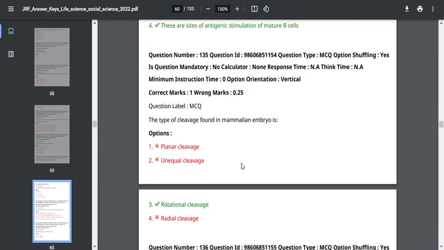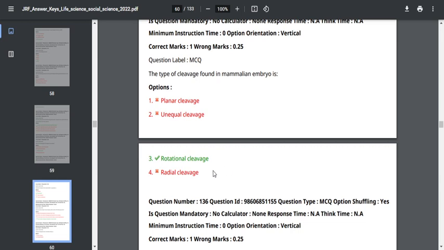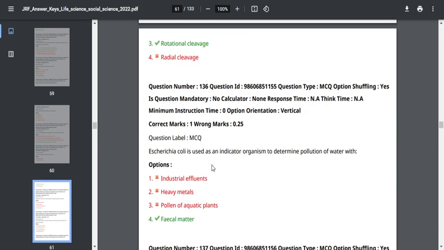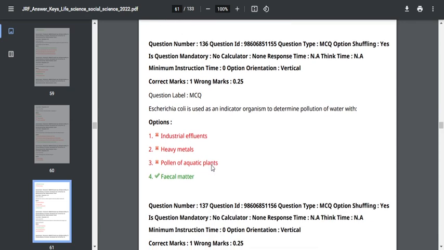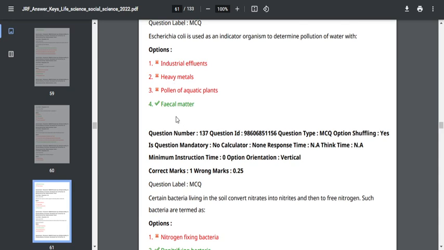Okay, the type of cleavage found in mammals is rotational cleavage. E. coli is used as an indicator organism to determine water pollution as well as sewage pollution, and also only if the water is polluted with fecal matter, because E. coli is highly present in feces.